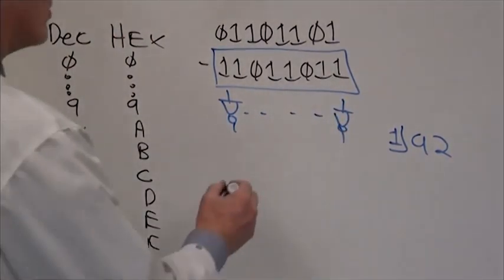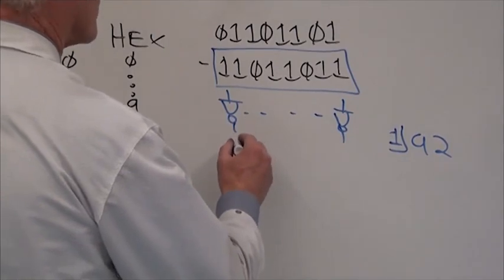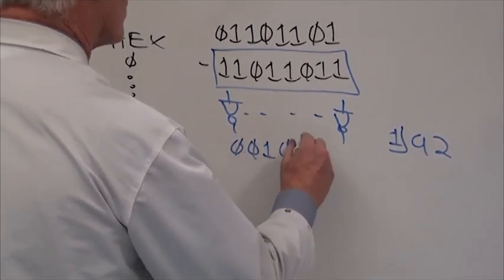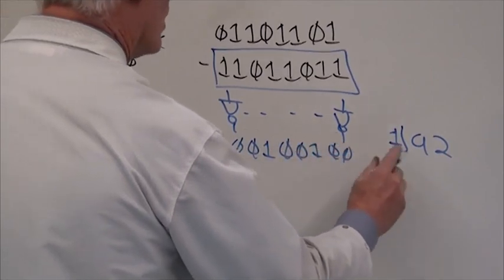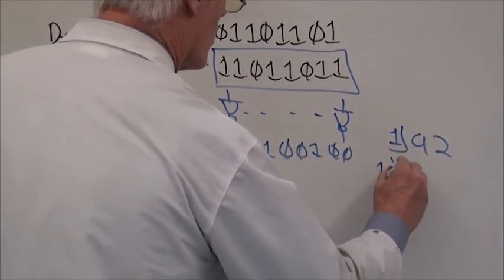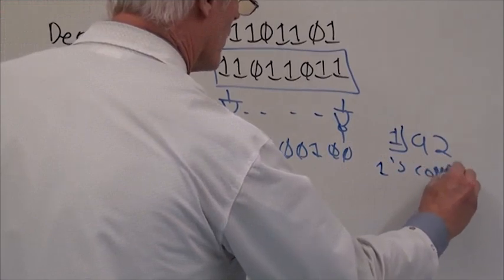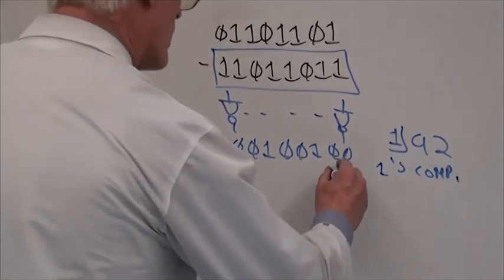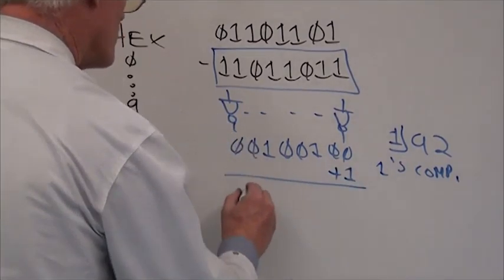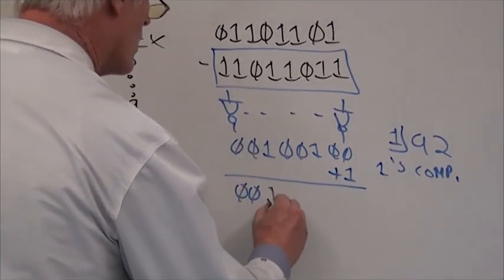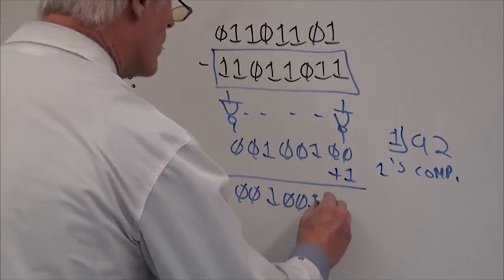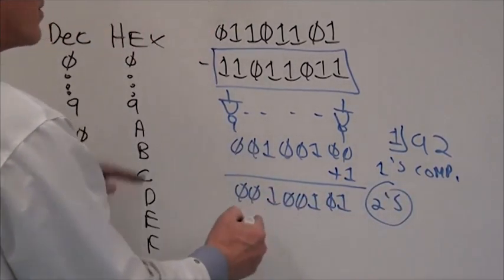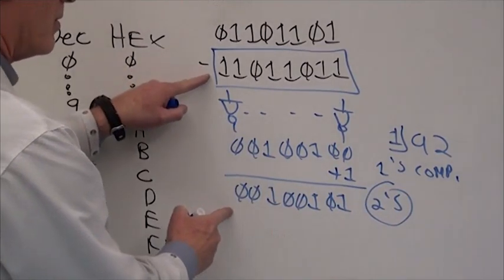What does an inverter do? Well, all ones become zeros and zeros become ones. So this is 0, 0, 1, 0, 0, 1, 0, 0. This number you have here is called the one's complement. And if you add 1 to the one's complement, this becomes the 2's complement: 0, 0, 1, 0, 0, 1, 0, 1. And the 2's complement, as we'll see later, is the negative of this.